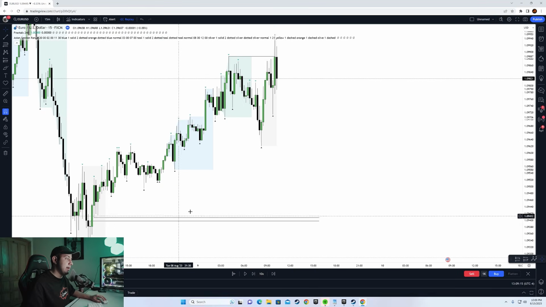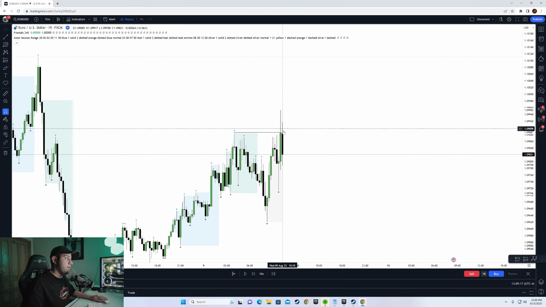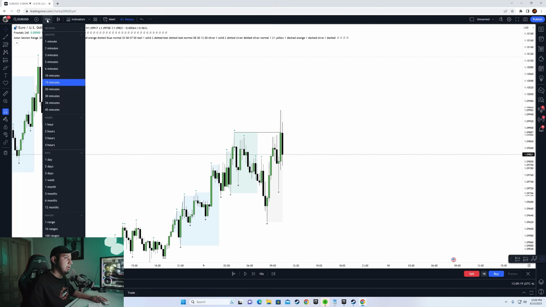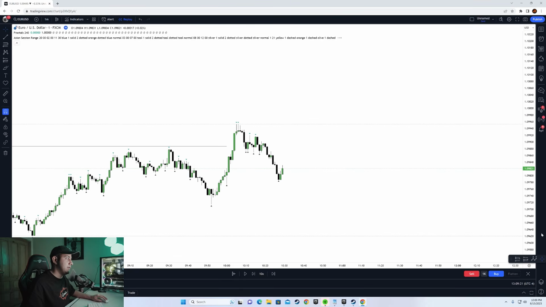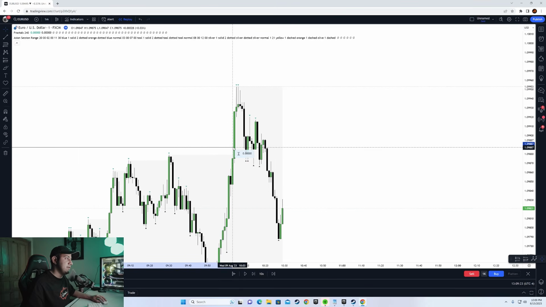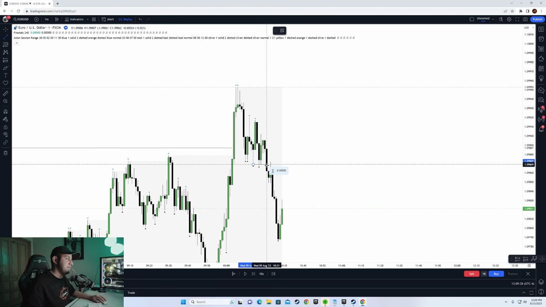We want to choose the unmitigated fair value gaps. Now on the 15-minute, we have taken out external liquidity. Let's go to the 1-minute time frame and see what happened. So right here, where you can see we have a lower low, lower high, and then we have a shift in the market structure right here, happening right here.